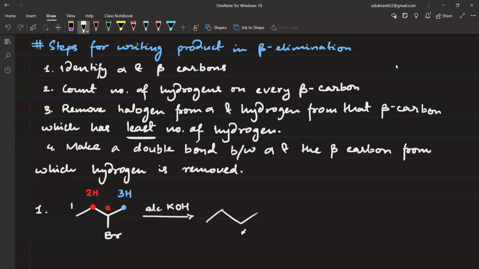Right? So this was your alpha carbon from where bromine has been removed. This is your beta carbon from where halogen has been removed. We will make a double bond between them. This is the major product.